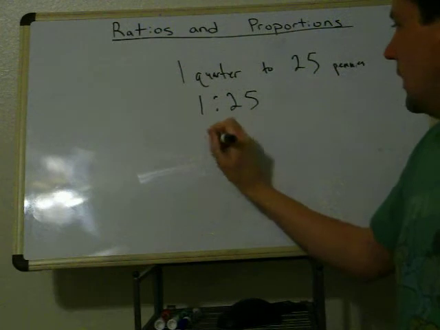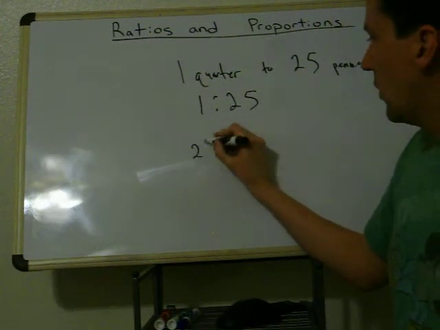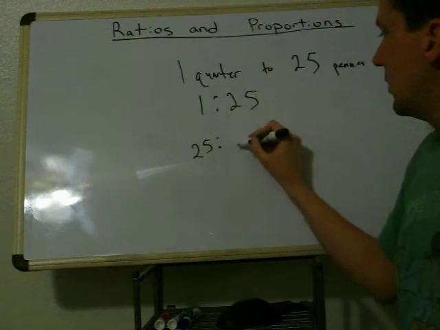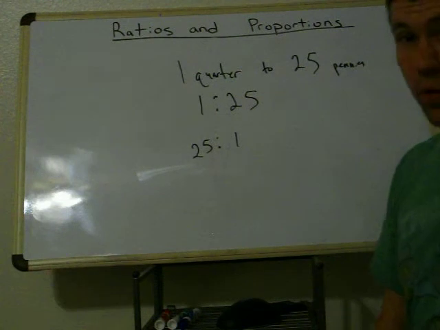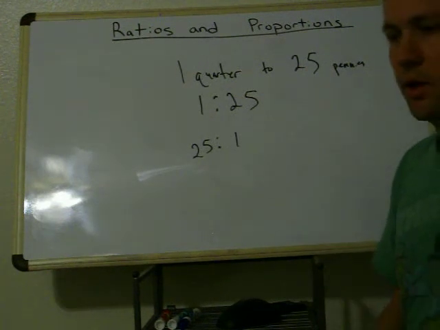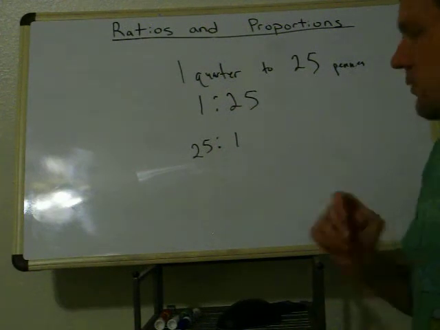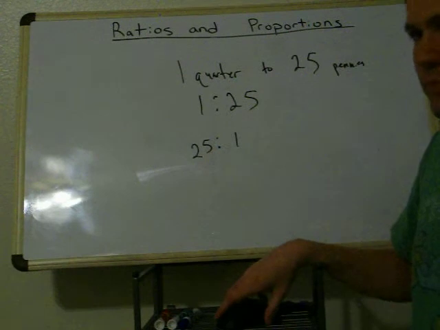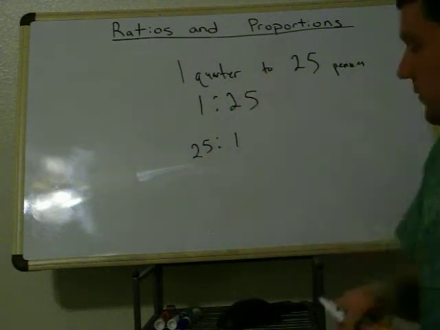We could also write it as, for pennies to quarters, that would be 25 pennies to 1 quarter. It would not be good to say we have 25 quarters to every 1 penny. So you want to keep your numbers in line. Make sure that you've got everything right. So again, sometimes including the units is helpful.